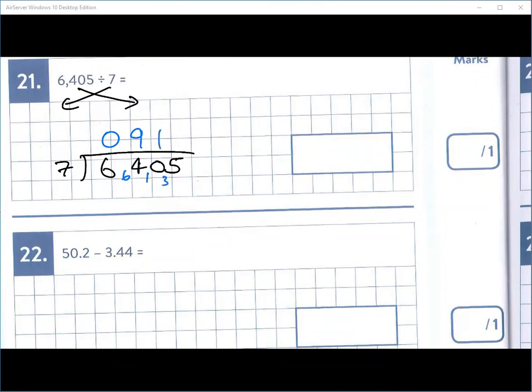Yeah, and then 7 into 35 is 5. Okay, good. 7 into 35 is 5, so that gives you 0915. Excellent. Okay, so we put that answer, 915, straight down over here.